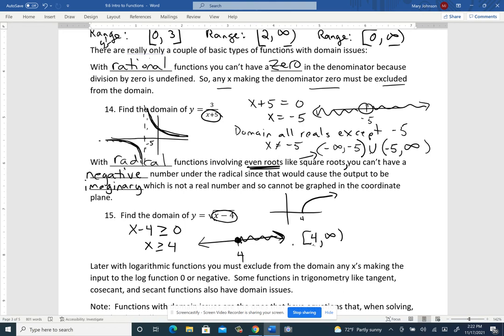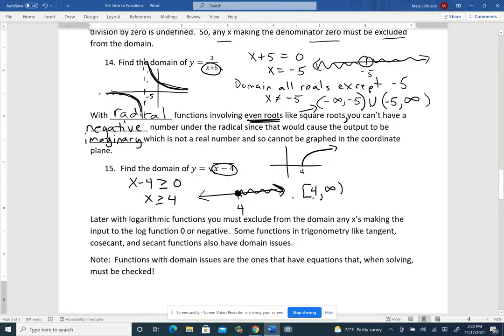Now, there are some other functions that can have domain issues. We don't do them in Math 100, but in 112 we talk about logarithmic functions. And there you have to be positive; you can't do the log of 0 or a negative number. And in trig, tangent, cosecant, secant are some functions that have domain issues. But there's just that handful throughout all of your algebra that you have to worry about.